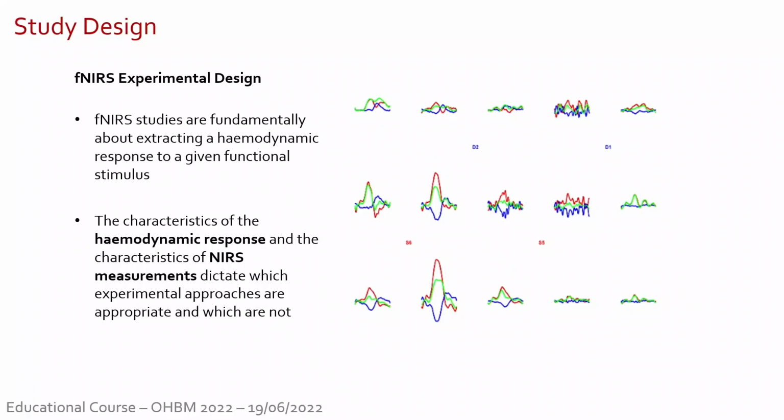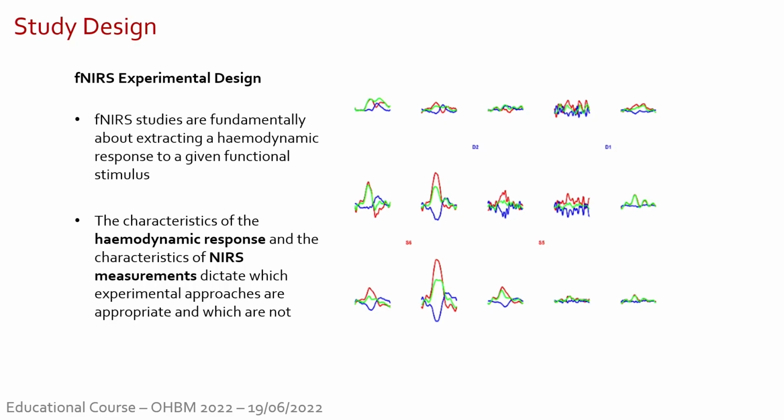So just to finish up this section, a little bit about study design. I think this overlaps quite nicely with fMRI, so most of you might be familiar already with that. Once we've got our headgear ready to start with, then we have to set up our study, depending on what we want to test. fNIRS studies are basically about extracting the HRF from a given functional stimulus.